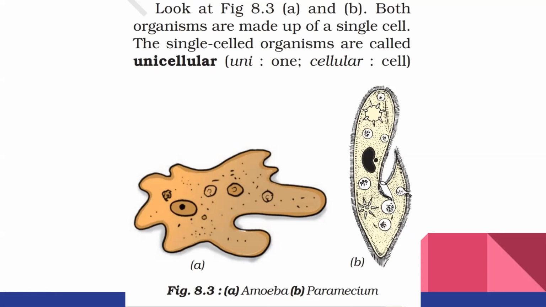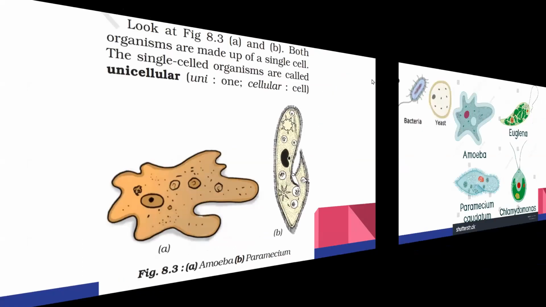So these unicellular organisms perform all the necessary functions as a multicellular organism does. That is, even if their body has only one cell, they are also doing almost all the functions as the multicellular organism does.